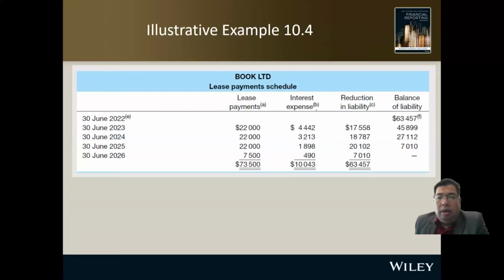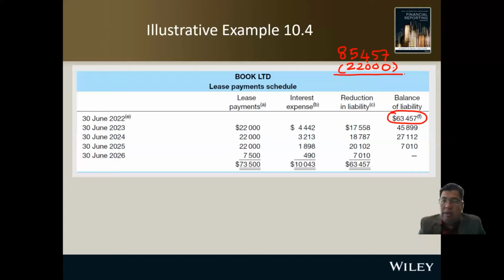When we want to come up with these lease payment schedules, we normally start with this 85,457. When you sign the contract of the lease, you start paying 22,000. So your liability is not 85,000 because you paid 22,000. So your liability is 63,457. This is the liability that you should report in your accounts.